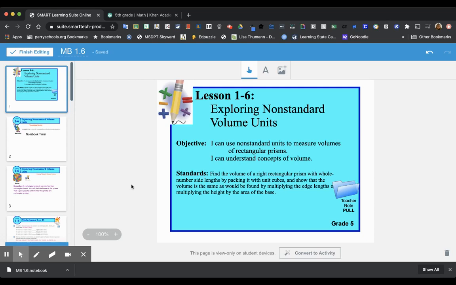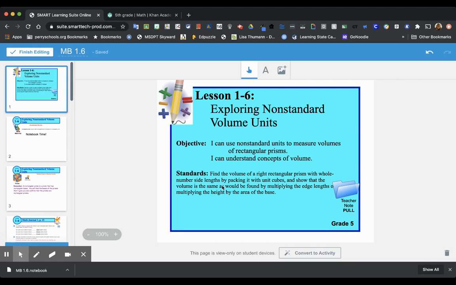Today's lesson is Unit 1, Lesson 6, Exploring Non-Standard Volume Units. Our objective is to use non-standard units to measure volumes of rectangular prisms and also to understand the concepts of volume. So for virtual, we are not going to be able to do this first one. We're going to try to understand how this process gets us to understanding just the concept of volume.